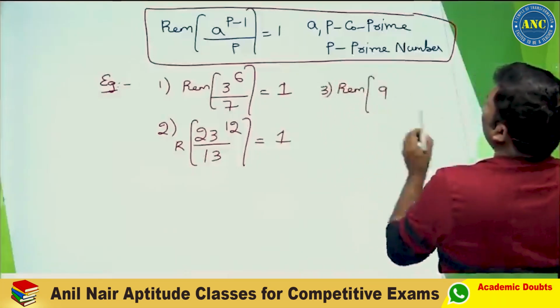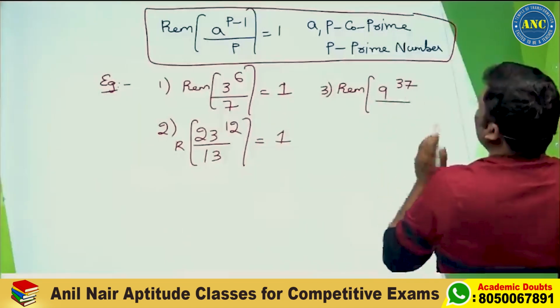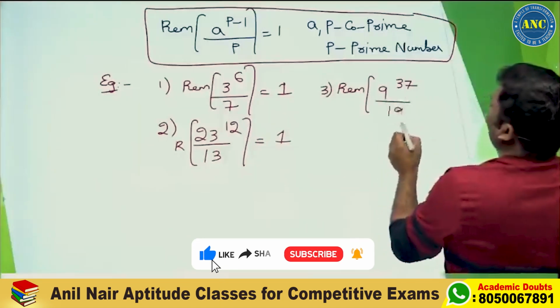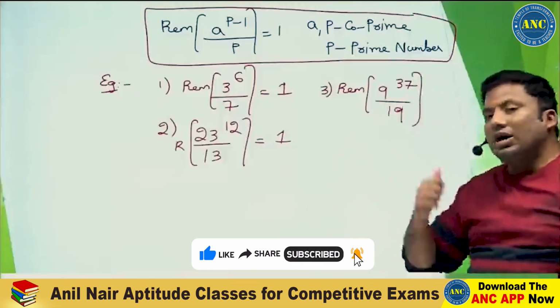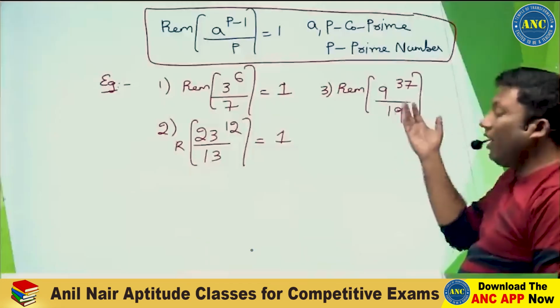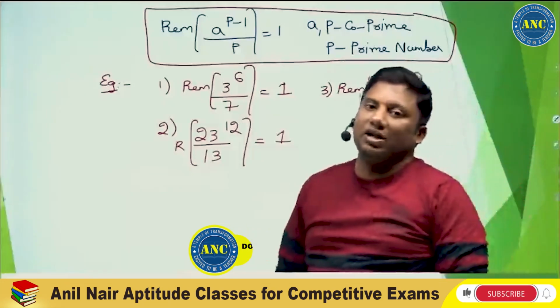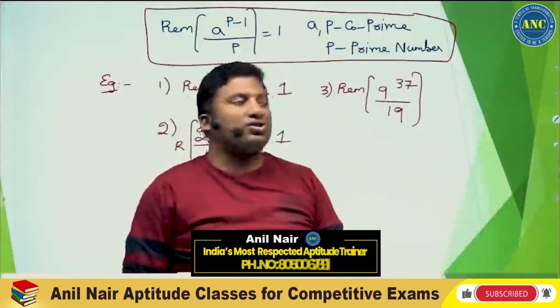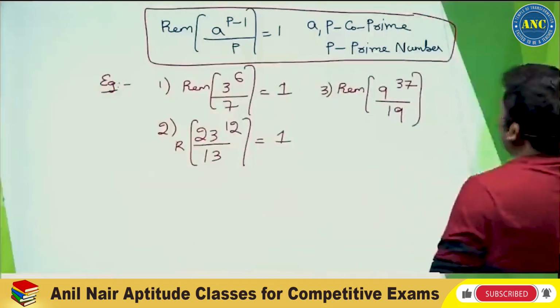9 power 37 divided by 19. If you use a negative remainder, 9 square, 9 cube, we have to find out which power of 9 when divided by 19 gives plus 1 or minus 1. But by using Fermat's theorem, directly you will get the answer.